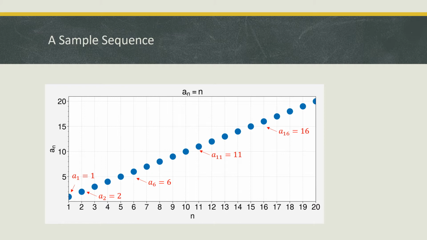For this sequence, it is easy to see that as n gets larger, a sub n also gets larger. Therefore, as n approaches infinity, a sub n also approaches infinity. We say that for this sequence, the limit does not exist.